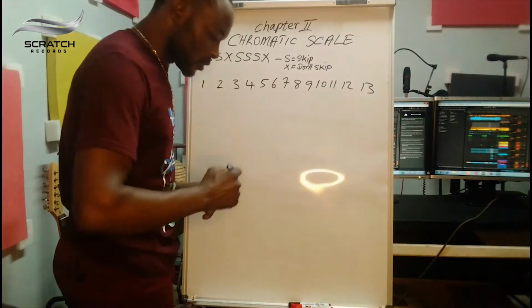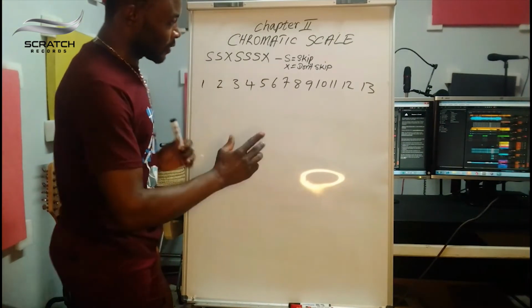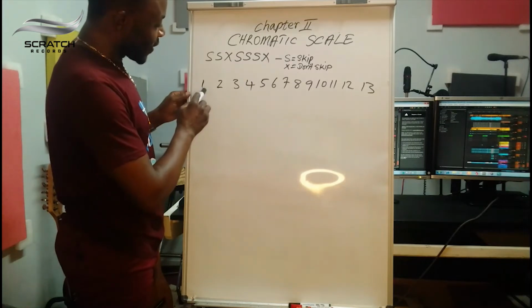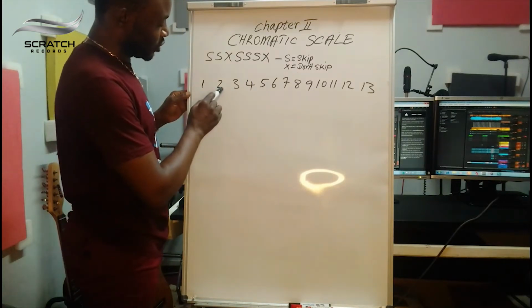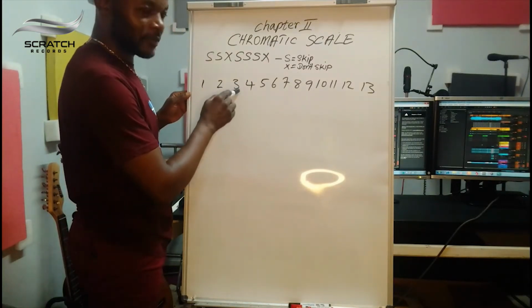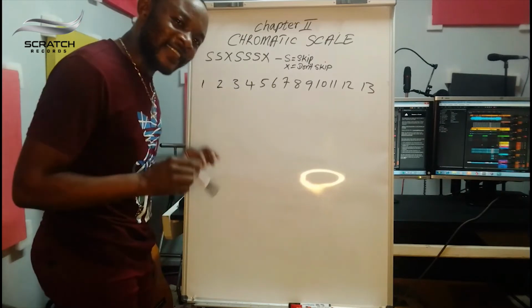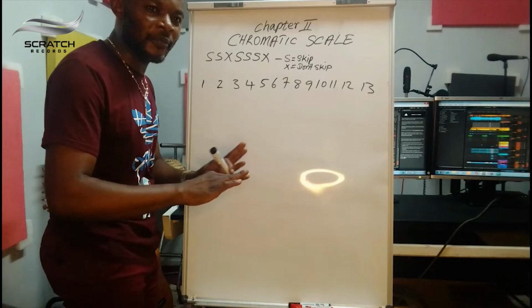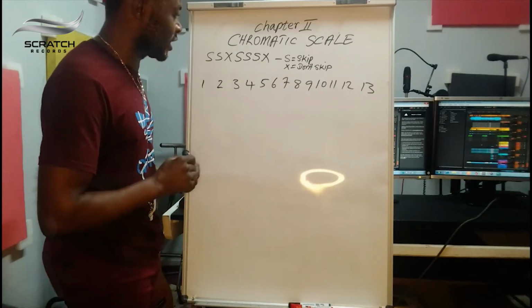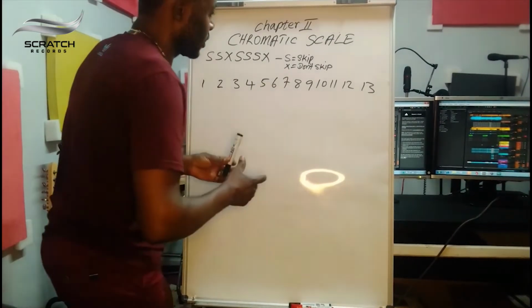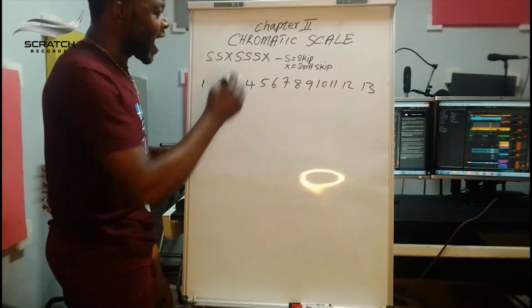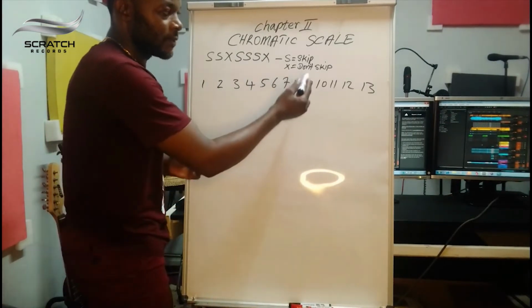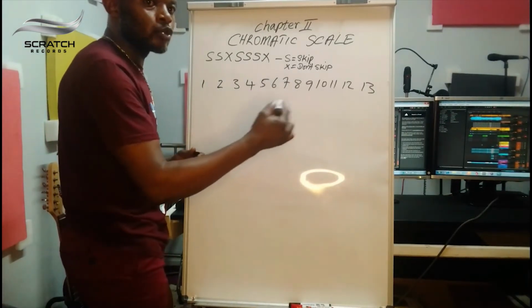What is this supposed to mean? Let's do it clearly. If we are here and they say skip, you don't go to this number, but you dodge this number and skip to this number. And if they say do not skip, it means you go to this number. That's how simple and easy it is. So S stands for skip, and X stands for do not skip.